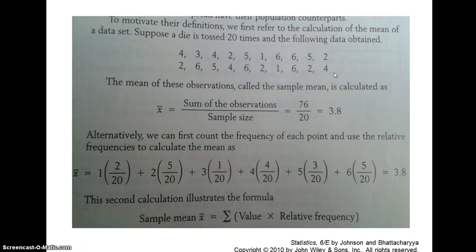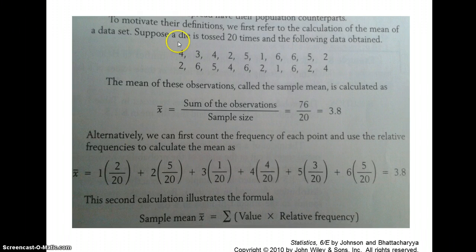In this section, we're going to talk about expectation and the standard deviation of a probability distribution. We talked about the sample mean and the sample standard deviation before. The sample mean is the average. We add all the numbers up and divide by the number of numbers we have.